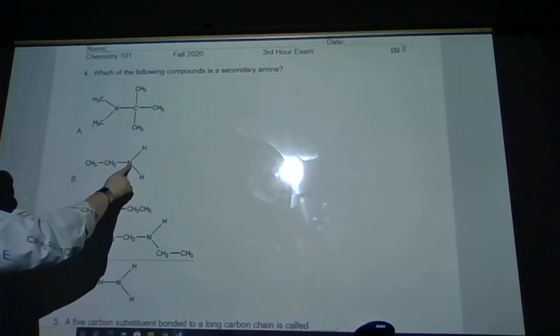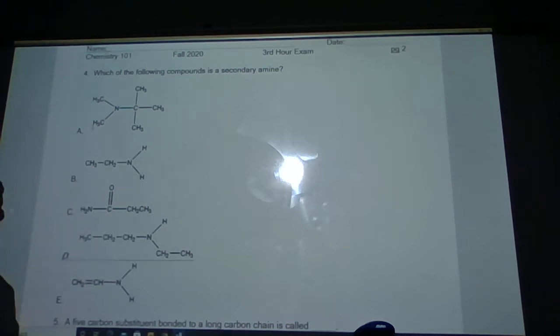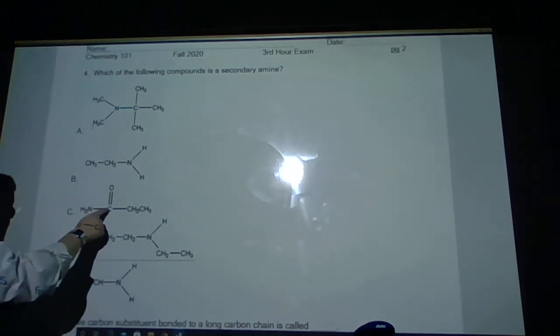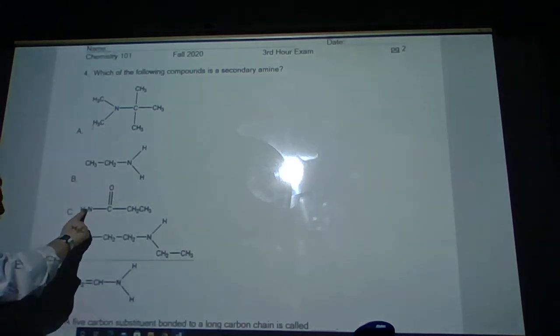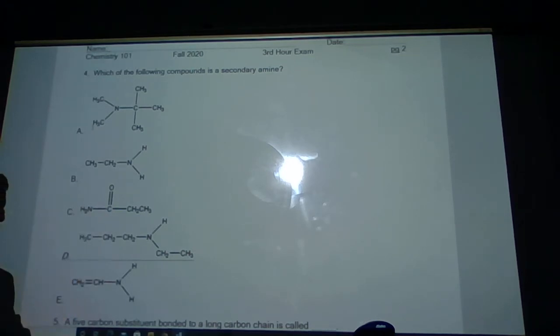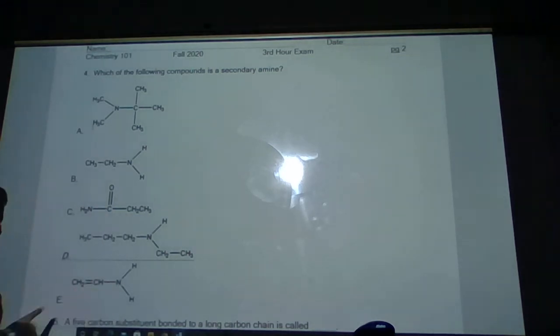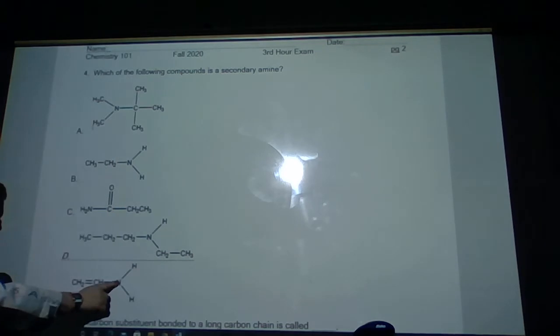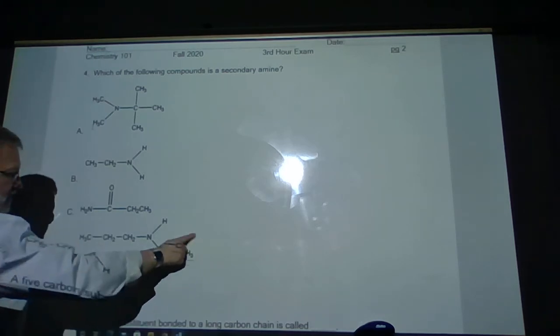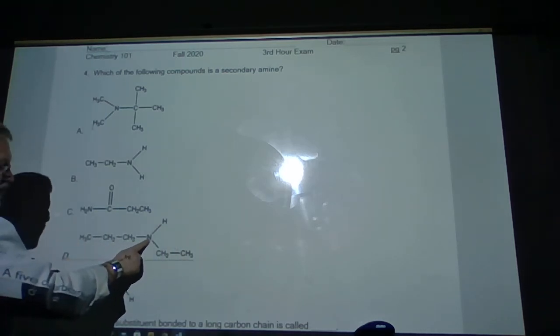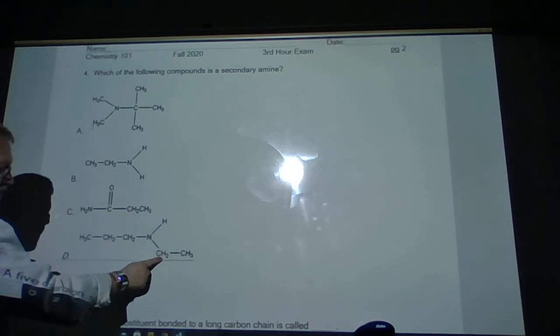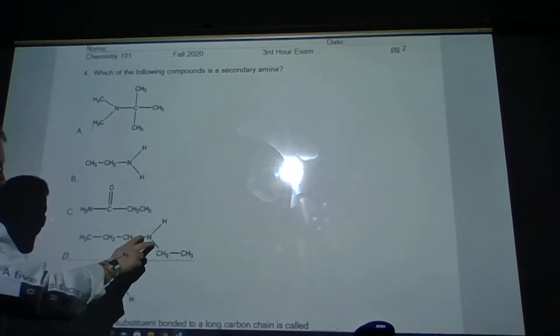Number B, there's a nitrogen. How many carbons are attached to it? 1. That's a primary amine. This is not an amine, this is an amide. Here down in E, how many carbons are attached to that nitrogen? Again, 1. This is the primary amine. Here in answer D, how many carbons are directly attached to that nitrogen, that carbon and that carbon? This is a secondary amine.